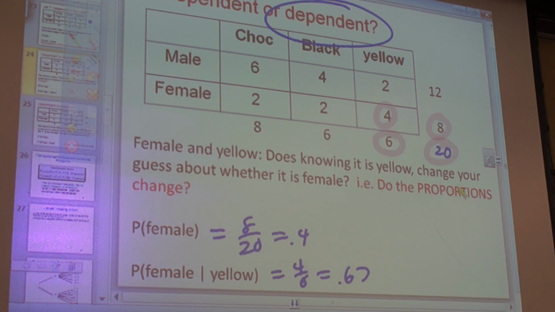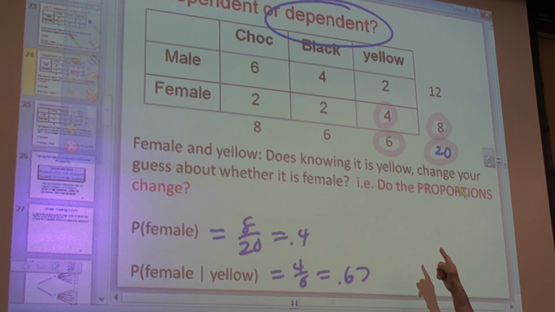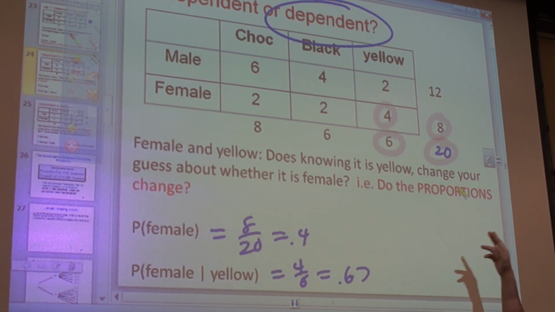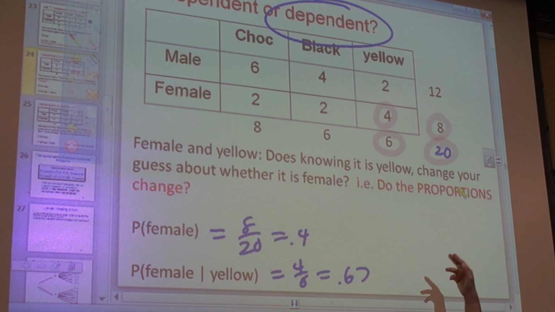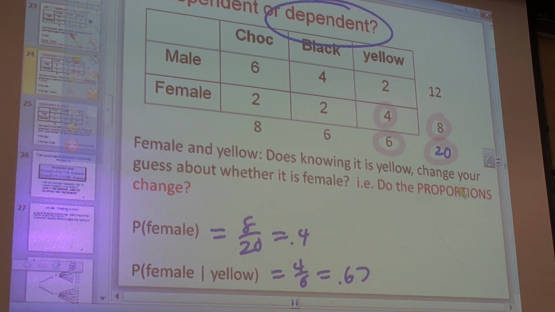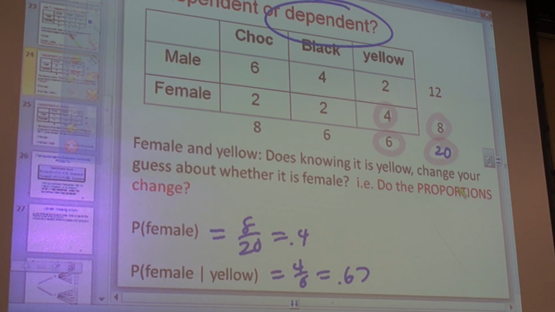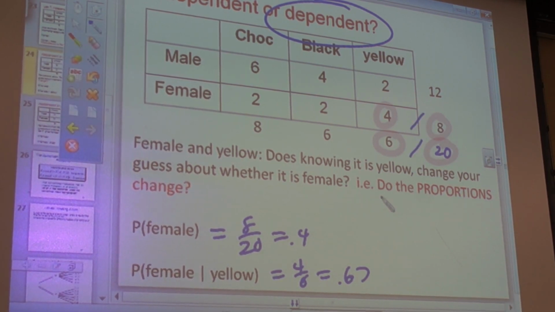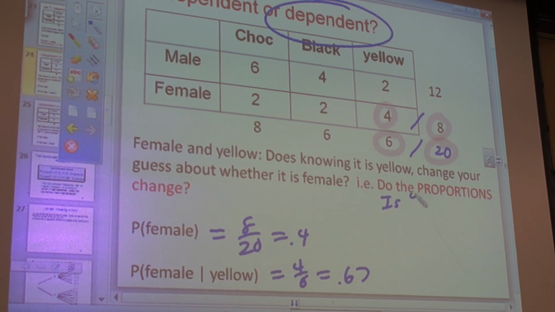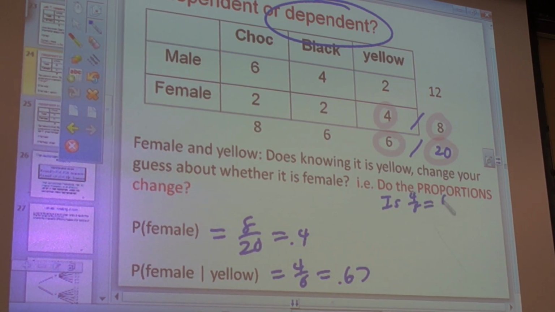So this makes a rectangle. Does everyone see that? And it's going to make a rectangle between whatever things you're talking about. Because it's going to be the thing you care about, yellow females, and then the total for females, the total for yellows, and the grand total. You circle those 4, and then I just have to do 4 divided by 8, 6 divided by 20, and say, is 4 over 8 equal to 6 over 20?